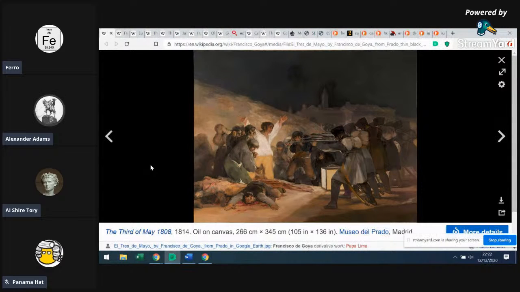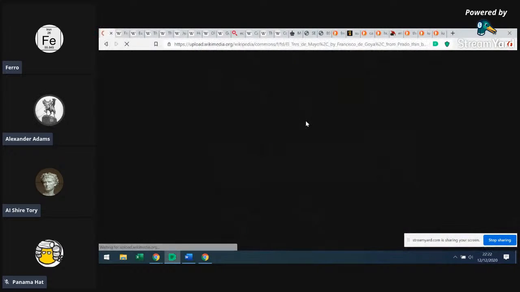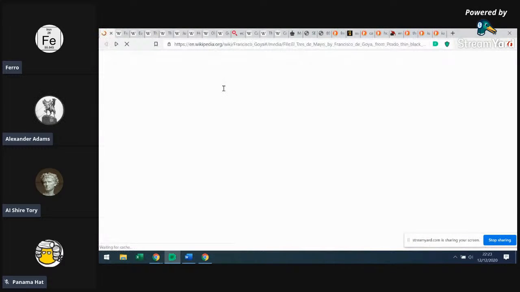And obviously, it's very famous. It's been analysed a lot, and you have the central figure with the upraised arms being compared to Christ. So this is another example of the martyred revolutionary who had died in the cause of national pride or national self-determination. Interestingly enough, Goya was actually more on the side of the French monarch than on the side of the Spanish rebels.